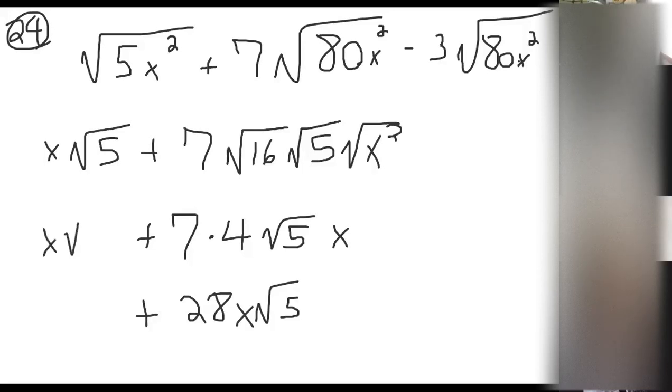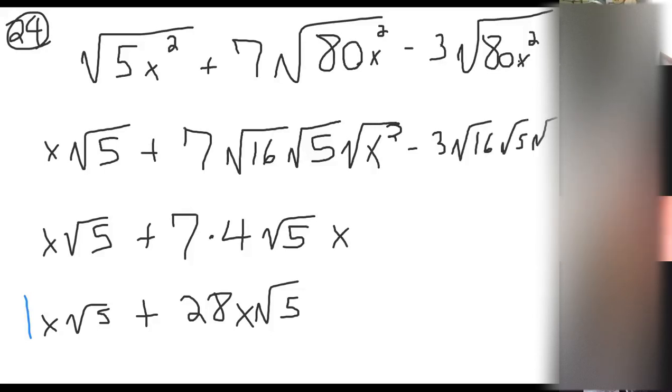So this is 28x square root of 5. Now the first term was x square root of 5, which is really 1x square root of 5. So I know these two are going to go together. All right, let's do the last term. The last term is, well, actually it's the same thing, square root of 80x squared. So minus 3. The square root of 80 is square root of 16 times square root of 5 times square root of x squared. So this is 3. Square root of 16 is 4. Square root of 5, and then the square root of x squared is x. So when I put this together, the 3 times 4 is 12x square root of 5.